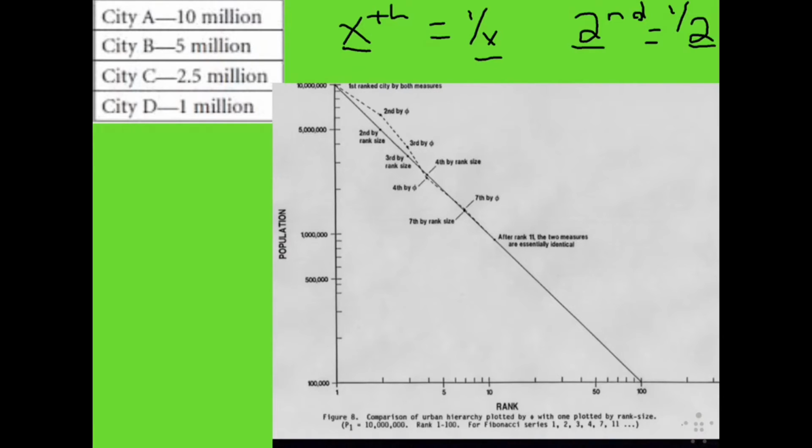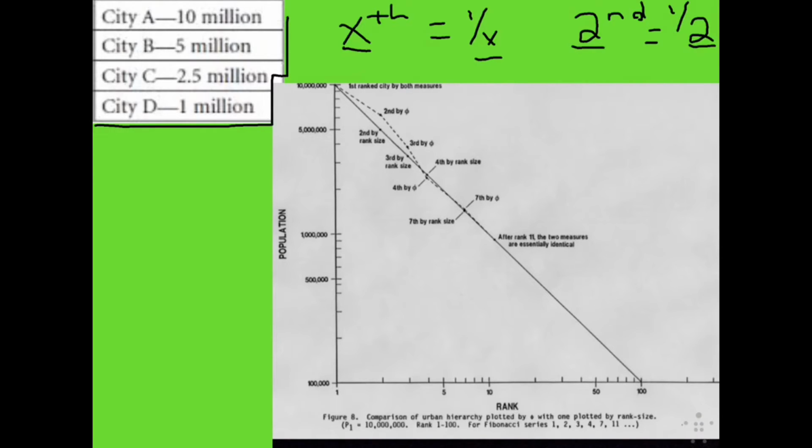This graph in the top left corner kind of gives you a visual of what the rank size rule looks like. If city A is 10 million, according to the rank size rule, city B would be 5 million, city C 2.5, city D 1.